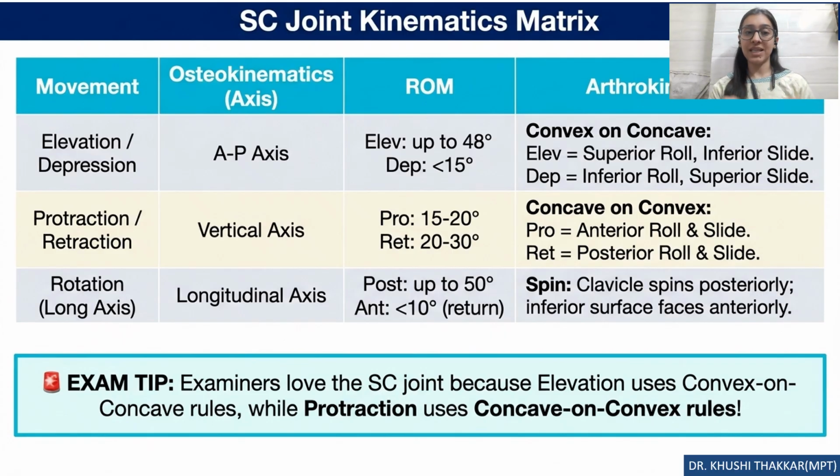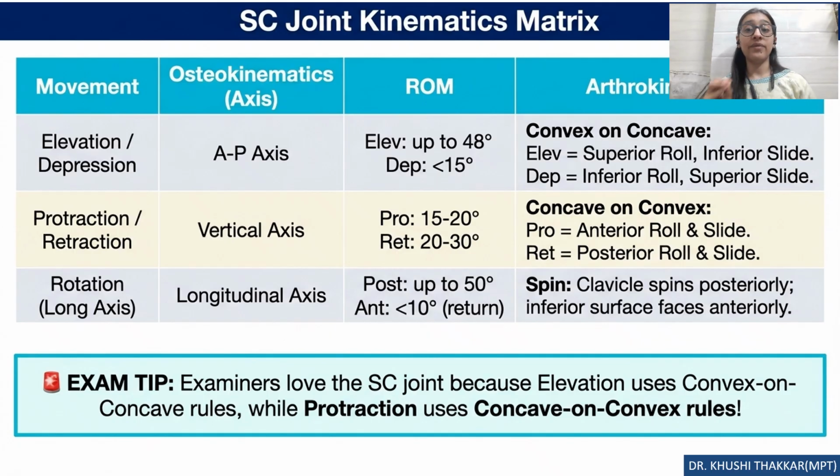Now we'll be discussing the osteokinematics and arthrokinematics of all the joints individually in detail. Osteokinematics involve the movement of the bony levers and arthrokinematics involve movements happening at the joint. The movements include elevation and depression. So do it by yourself. When you do elevation and depression, the movements happen in the frontal plane across an anterior-posterior axis. The range of motion is elevation up to 48 degrees and depression is only less than 15 degrees.